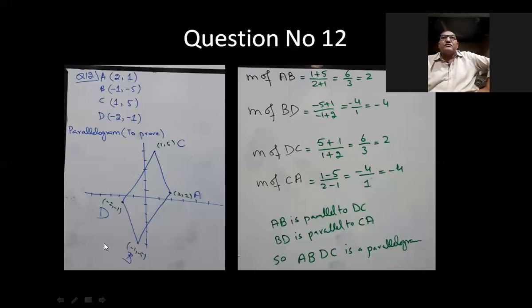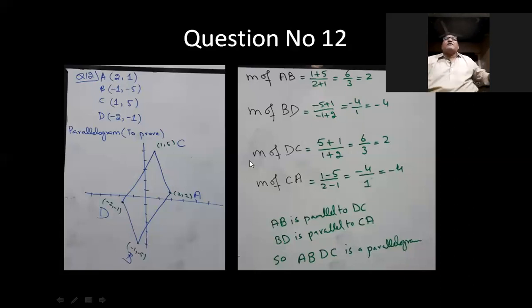BD. So the gradient of the BD will be minus 5 minus 1. It will be minus 5 plus 1. And minus 1 minus 2, it will be minus 1 plus 2. So minus 5 plus 1 is minus 4. Minus 1 plus 2 is 1. So the gradient of the BD will be minus 4.